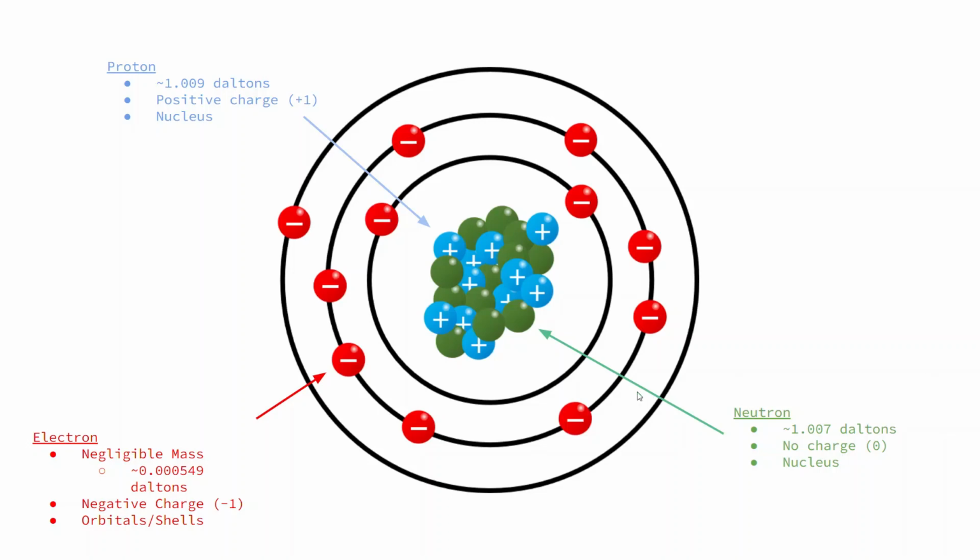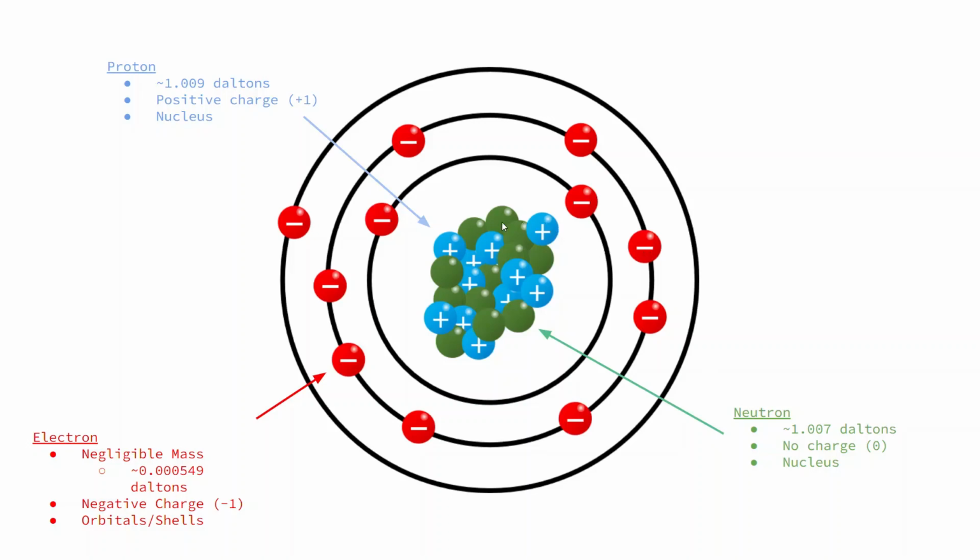Now, notice the electron on the outside ring. This is called a valence electron. This valence electron determines how many other atoms can bond to this atom. More on that later.